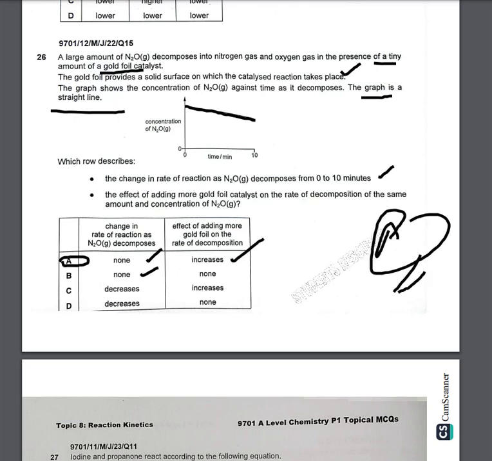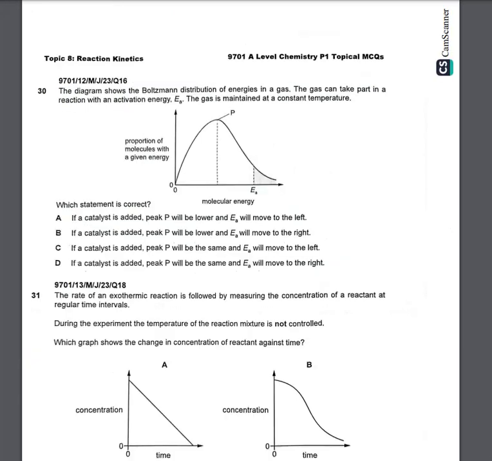A is your right answer. So we jump directly to the 30th MCQ. Ignore the MCQs in between. They are not very important.